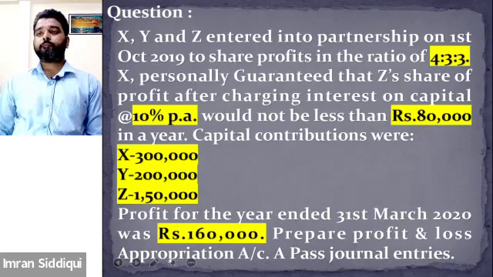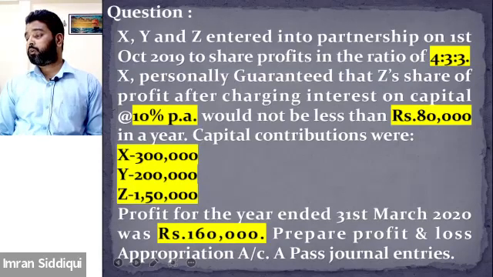We need to prepare the profit and loss appropriation account, and the question is also asking us to pass the necessary general entries. Everyone able to understand the question? We will talk about the general entries later, but first let's talk about the formation of the P&L appropriation and the distribution of the profit among the partners.